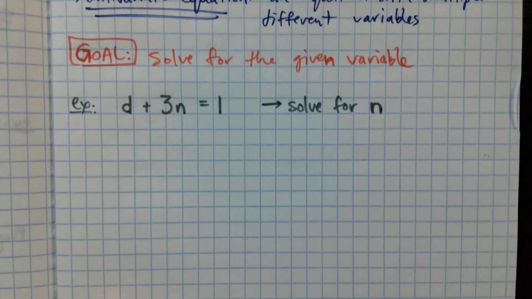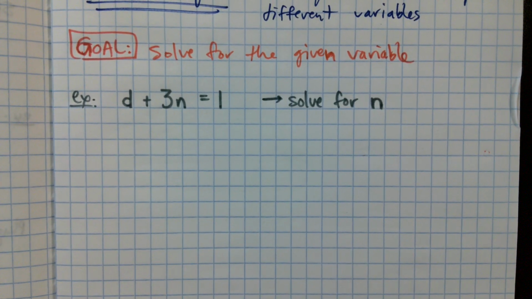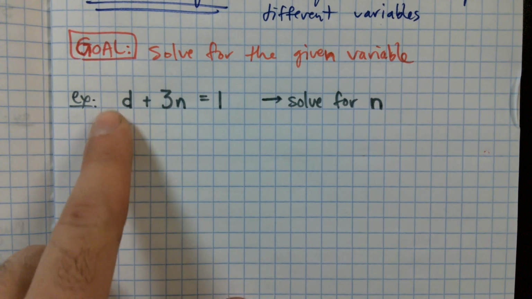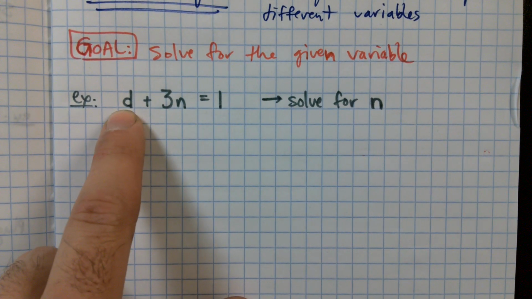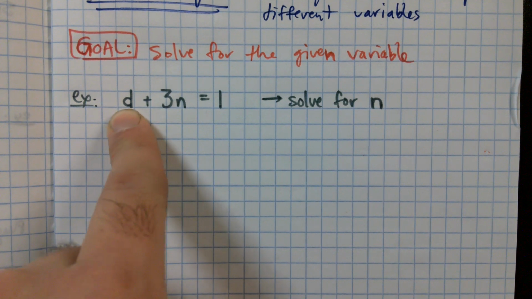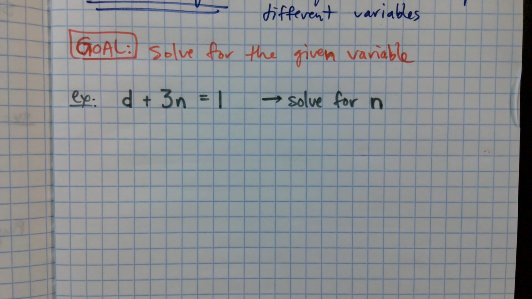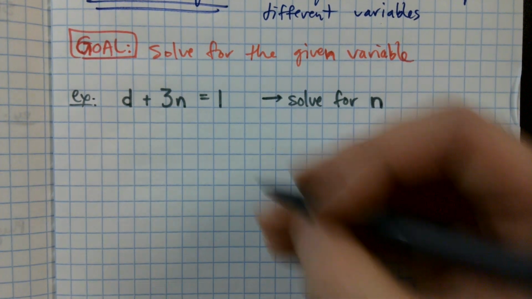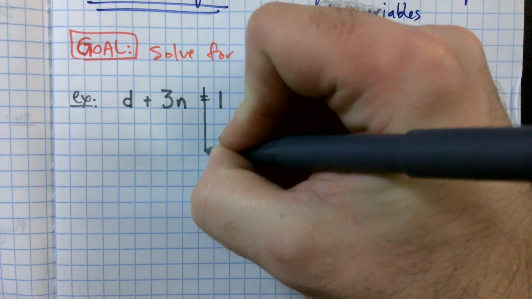All right? So we're going to do inverse operations just like normal to get n all by itself. The only difference is we've got an extra little variable here. So we're not going to get a nice little n equals 2, n equals -4 as our answer. Our answers are going to be a little bit more complicated. Okay? So I'm going to split my equal sign just like always.